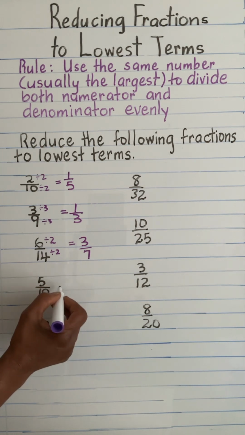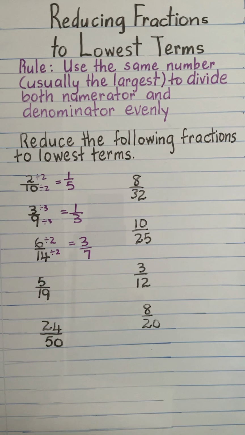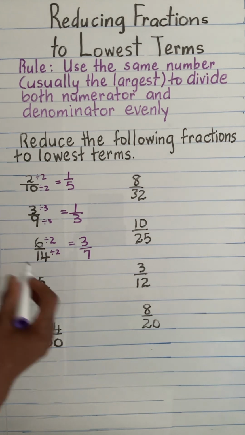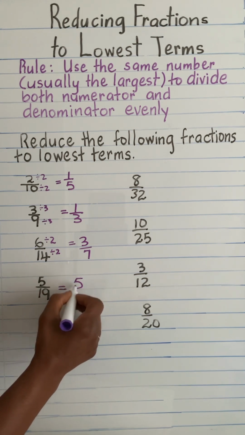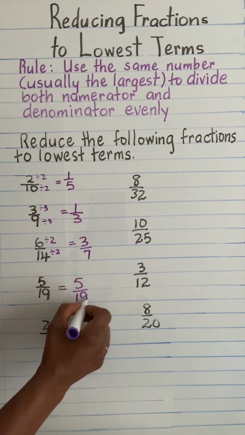Let's look at 5/19. So 5 can divide 5. 5 can divide itself, but 5 cannot divide 19. There's no other number that can divide 5. So therefore, 5 over 19 is already in its lowest terms. So we just write this the way it is, 5 over 19.